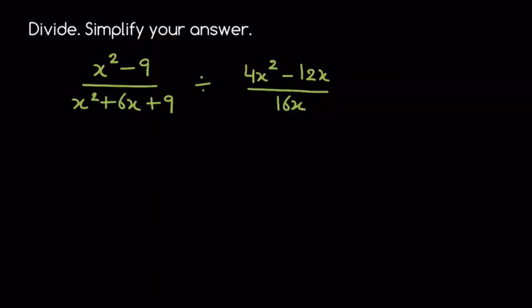Divide and simplify your answer. We have one rational expression divided by another rational expression: x squared minus 9 over x squared plus 6x plus 9, divided by 4x squared minus 12x over 16x. For dividing rational expressions, we apply the same rules for dividing fractions. So we get the first rational expression as it is, times the inverse of the second rational expression.